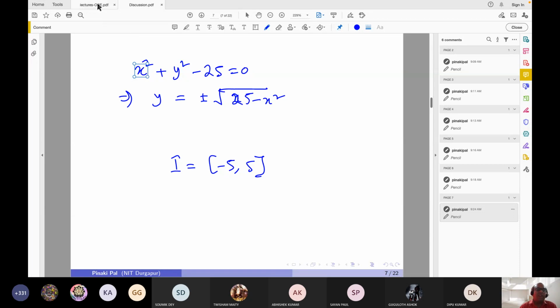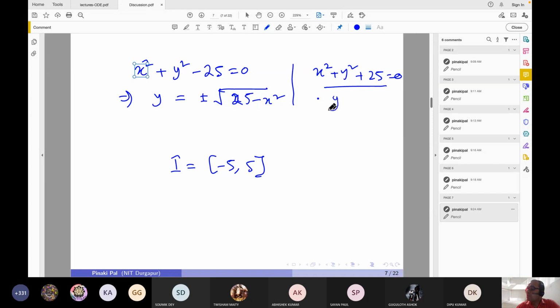And apart from that, in many cases, not most of the cases, there will be some function like x² plus y² plus 25 equal to 0. In this case, it will satisfy the differential equation, but you cannot extract some valid explicit solution from this relation. It is merely satisfying the differential equation, but we cannot define an explicit solution from it. Therefore, it is a formal solution of the differential equation, but not an implicit solution.